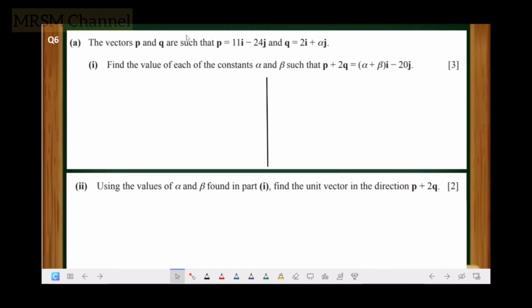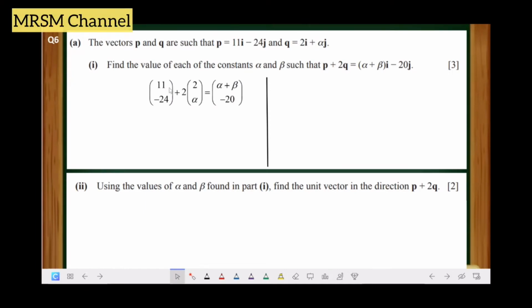Every time I get vector questions, I prefer to write the working in column vector. Why? Because we can reduce the letters, all the letters. What we want to find is alpha plus beta. If you write down in I and J, there will be I again, J again, alpha again, beta again. Which one do we actually want to find? So you just compare this. Do show your work in column vector.